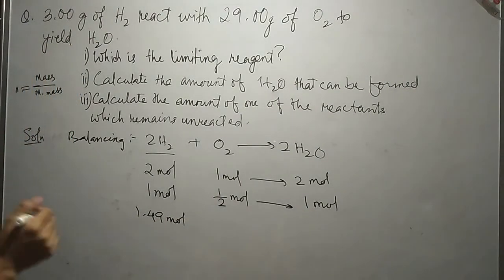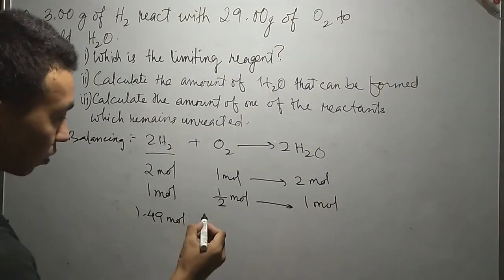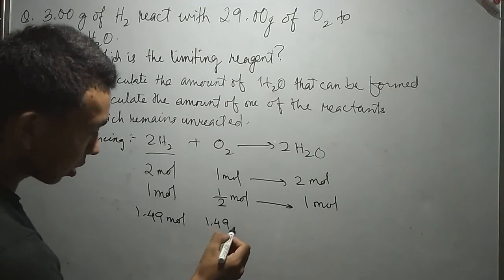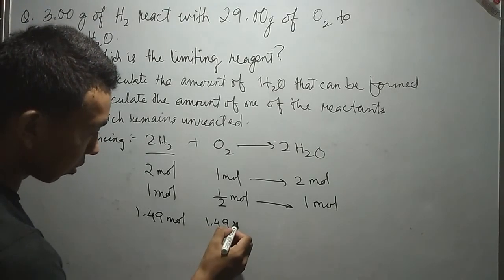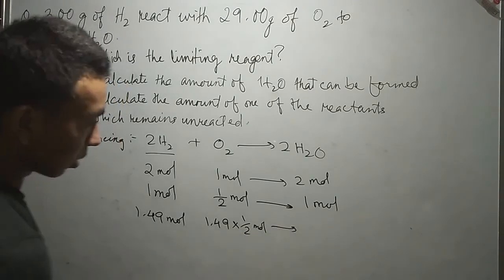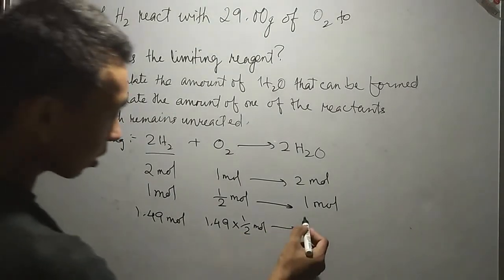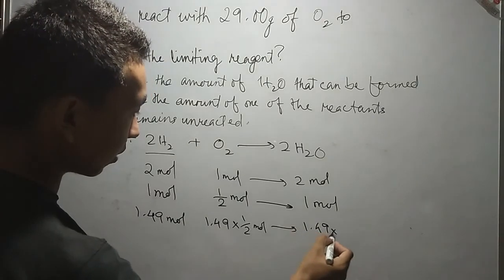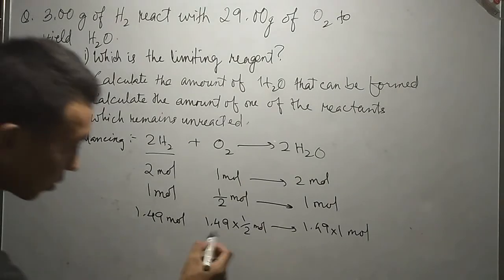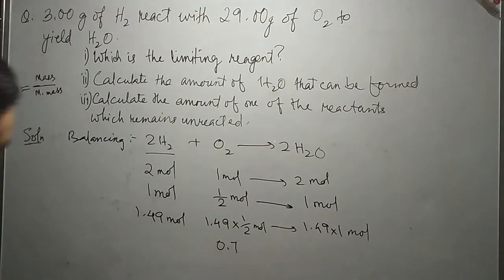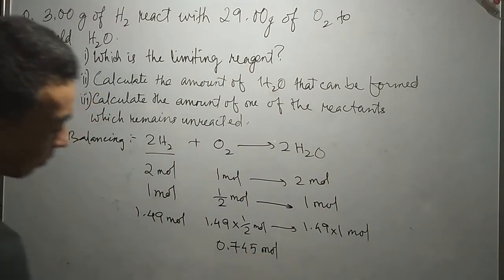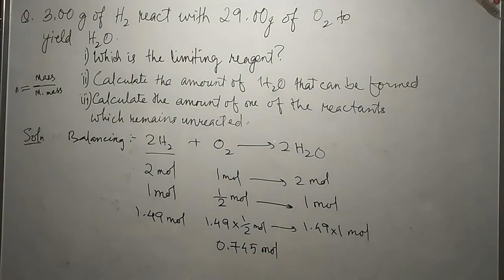In the same way, we have 1.49 mole of hydrogen molecule. In that case, we need 1.49 into 1/2 mole of oxygen molecule, and this will give 1.49 into 1 mole of water molecule. On calculating, we get 0.745 mole.